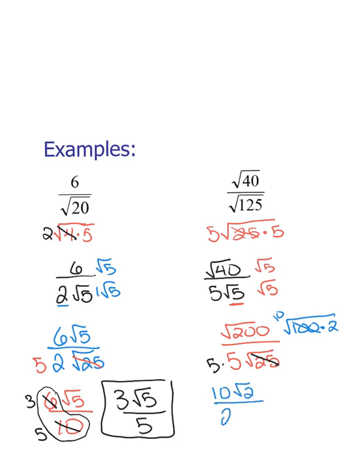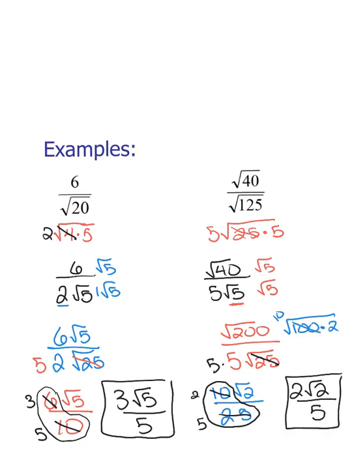The bottom becomes 25. And once again, I'm going to reduce the whole numbers. I know both of them are divisible by 5. So if I divide that by 5, I get 2. If I divide that by 5, I get 5. So my answer is 2 radical 2 over 5 in simplest form. Again, if you cannot reduce these numbers in your head, you can type in the calculator 10 divided by 25 and then hit math, enter, enter.